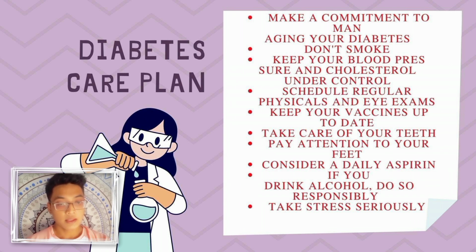Number 6. Take care of your teeth. Diabetes may lead to gum infections. Brush your teeth at least twice a day with a fluoride toothpaste. Floss your teeth once a day and schedule dental exams at least twice a year. Call your dentist if your gums bleed or look red or swollen.